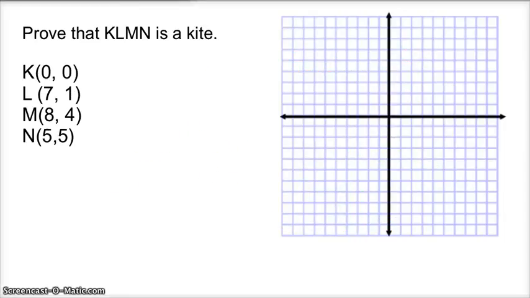And then the next one, it's asking for you to prove that it's a kite. So we have point K, 1, 2, 3, 4, 5, 6, 7, point L. If that was 7, this is 8, 1, 2, 3, 4. And 1, 2, 3, 4, 5, 1, 2, 3, 4, 5. So here's my shape. Sure looks like a kite.